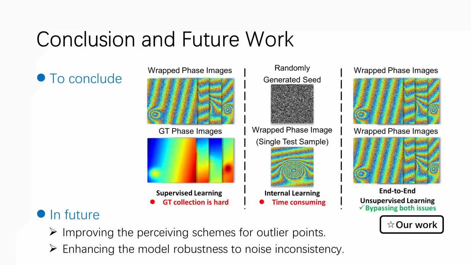To conclude, we propose the first end-to-end unsupervised learning method for PU, overcoming the dependency on GT and time inefficiency. We developed a deep unrolling network that utilizes gradient and perceives outliers, as well as a self-reconstruction loss supplemented by a self-distillation loss to enhance generalization ability. In future, we will explore more efficient perceiving schemes for outliers, and enhance the model robustness to noise inconsistency.